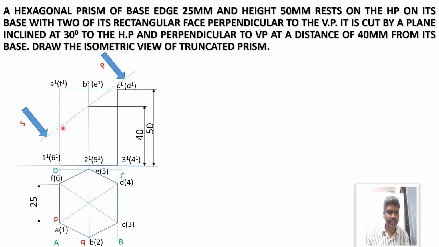Now where is the first section point? The first section point is on the A1 longer edge. Where is the second section point? The second section point is on the B2 longer edge. Where is the third section point? The third section point is on the top edge. So we project this point through the true shape. Now we get the section point R on the CB top edge.